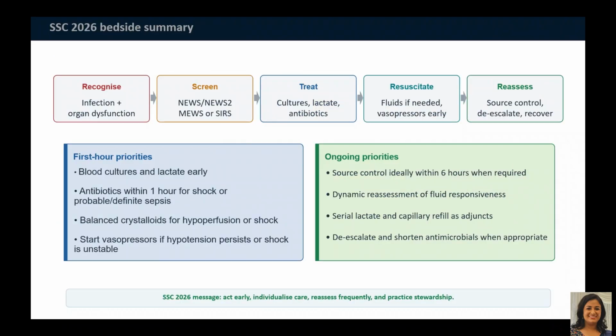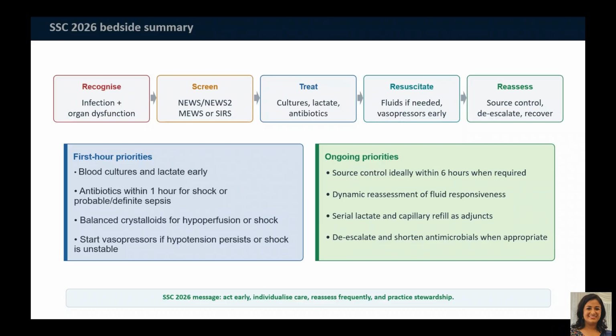Okay. So the bedside summary for a patient with sepsis is, first, you recognize it. You look at your clinical features, whether features of infection are there and whether there is any organ dysfunction in this patient. Then you screen the patient with the National Early Warning Score and Modified Early Warning Score. With that you screen, and then you treat with Sepsis 6. Sepsis 6 has six things in it. Then you resuscitate and reassess the patient. In the reassessment, you need to do source control, de-escalate, and think about the recovery of the patient.